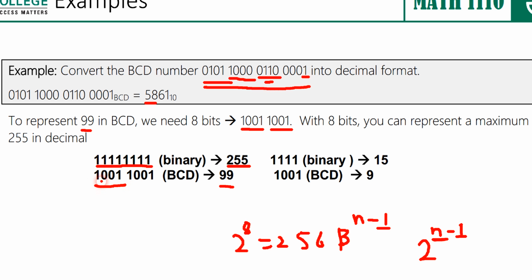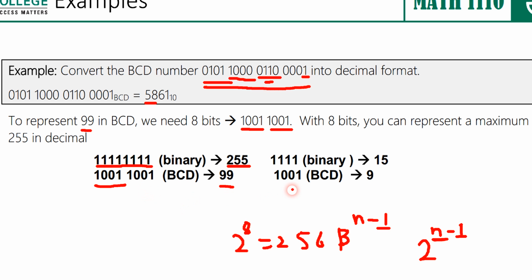So the first 4 bits at the maximum can represent a 9. Why can it do that? Because if I turn one more bit on, it is no longer a valid binary coded decimal number, right? The maximum it can be in this configuration is 1001.